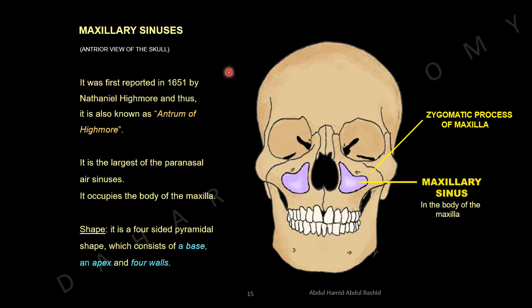Maxillary sinuses were first reported in 1651 by Nathaniel Highmore, and thus it is also known as the antrum of Highmore. It is the largest of the paranasal sinuses and occupies the body of the maxilla. Its shape is a four-sided pyramid, consisting of a base, an apex, and four walls.